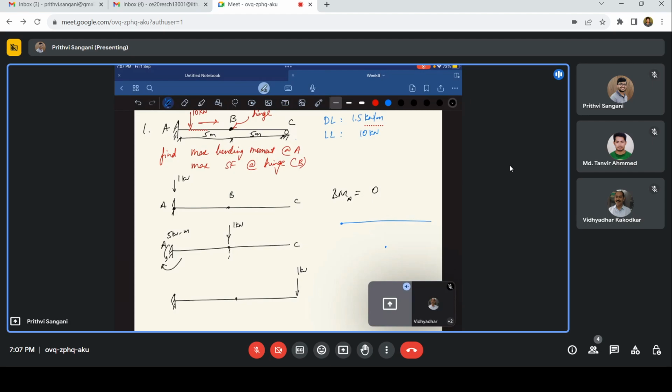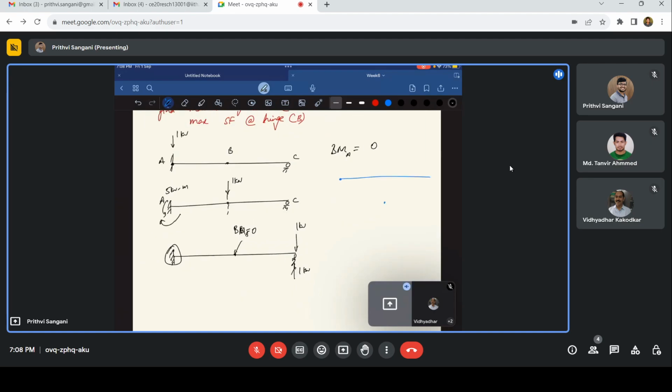What happens if the unit load is at point C? This is a very interesting situation. You have one acting here. The bending moment at B should be 0, so for that you should have 1 kilonewton acting upwards. That means there is no force here, no bending moment or shear force there. So again, the bending moment at A is 0.